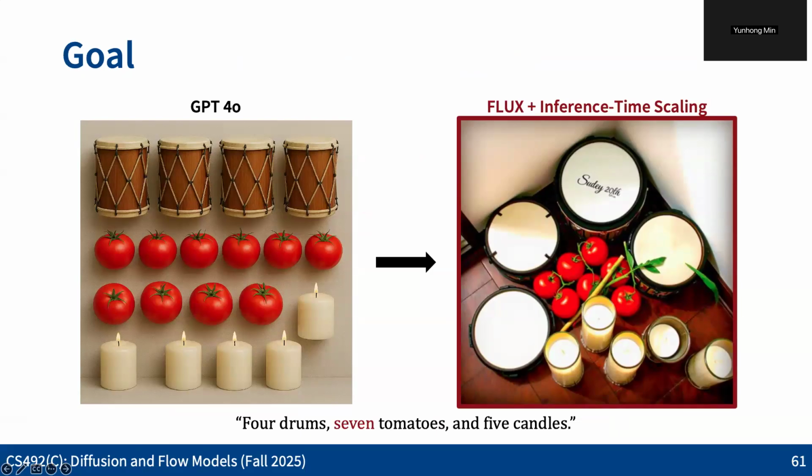Obviously, there will be no realistic images having, like, 4 drums, 7 tomatoes, and 5 candles, right? So these are really unusual images. For those cases, we can actually make quite realistic images like this with an exact match of the number of objects here. So let me show some more extreme cases.